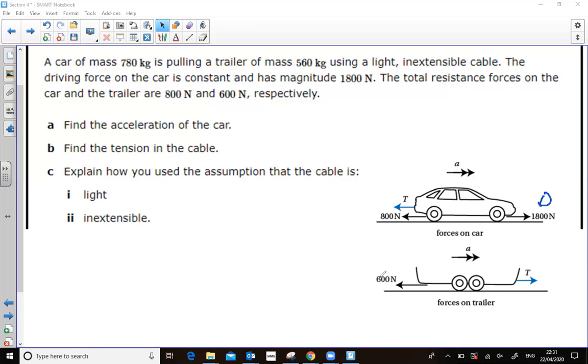Okay, so hopefully you now understand how those forces act on the car and the trailer. Let's move on to solve the problem. Part A, we're going to find the acceleration of the car.